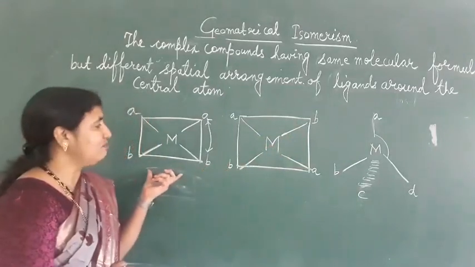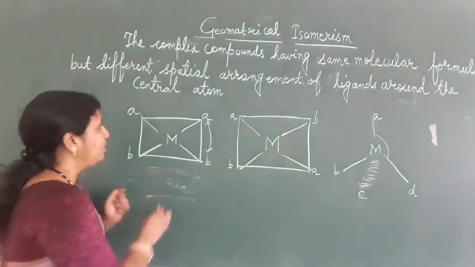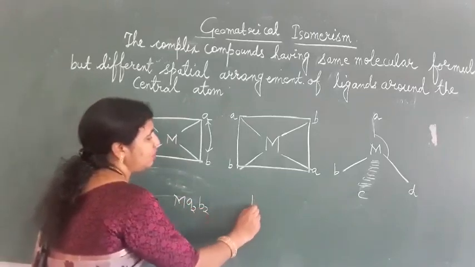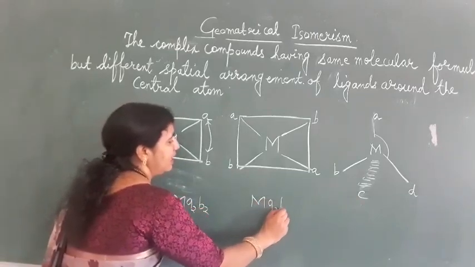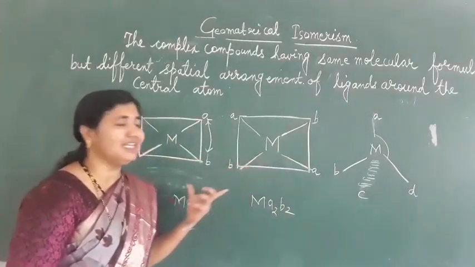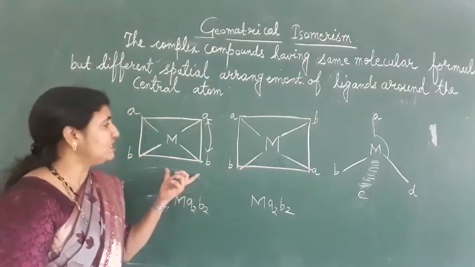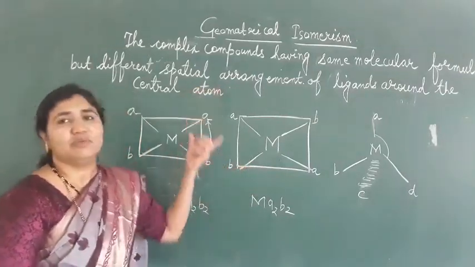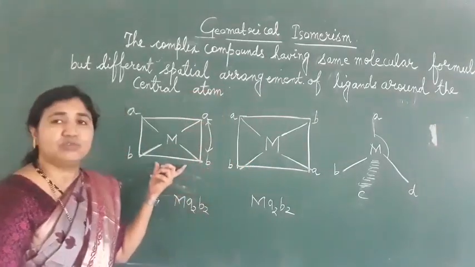They have the same molecular formula, Ma2B2 only. What is the formula? Ma2B2. This is also Ma2B2 only. But the arrangement of ligands around the central atom is different here. So that's why this is called geometrical isomerism. These geometrical isomerisms are of two types. What are those two types here?